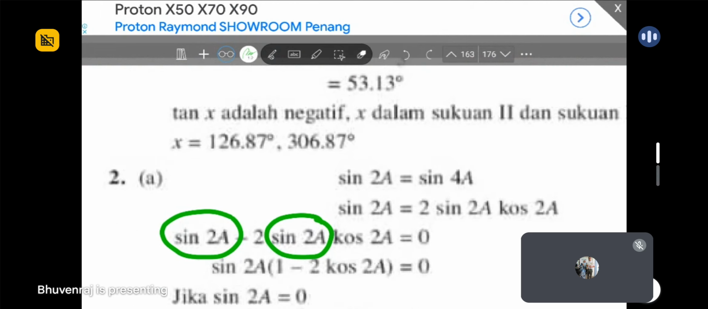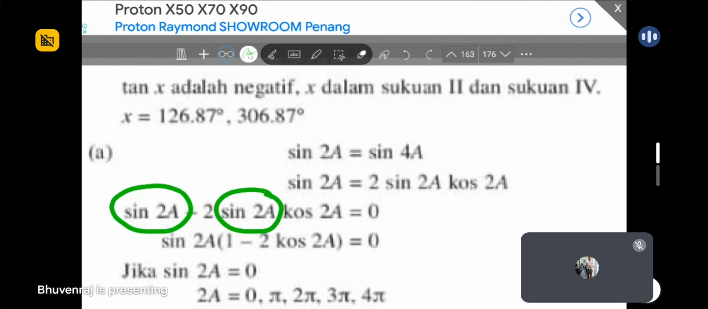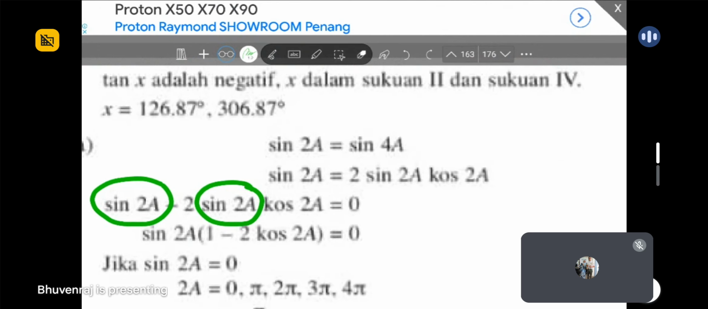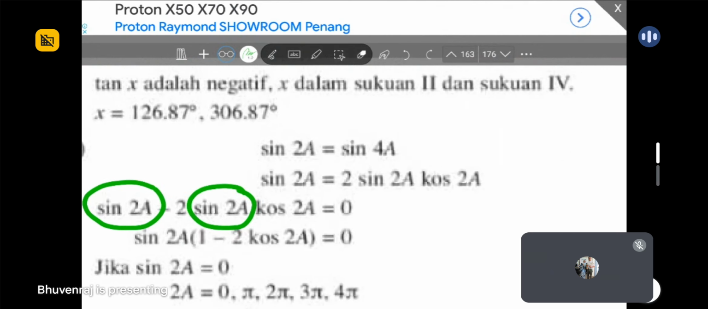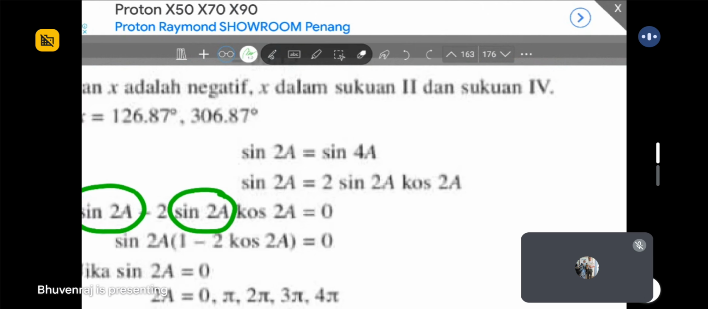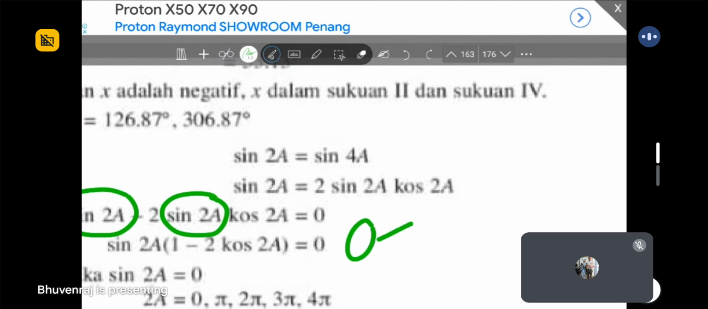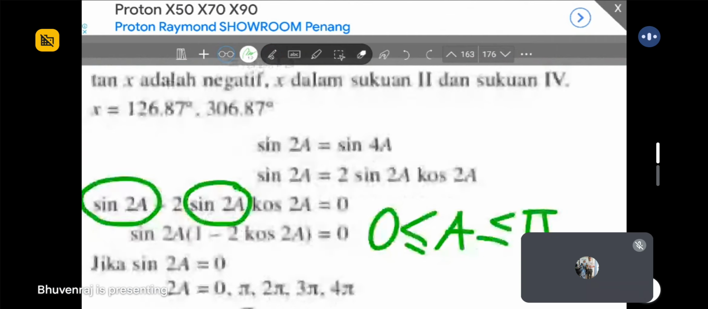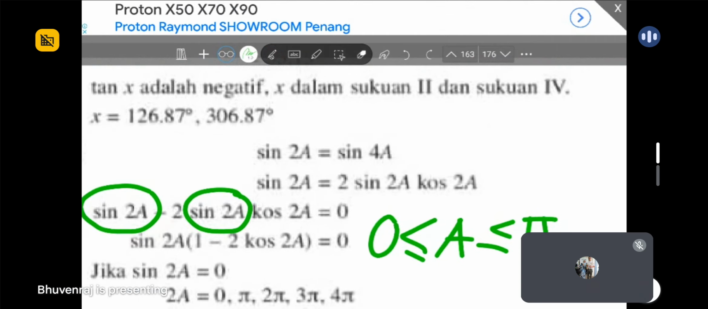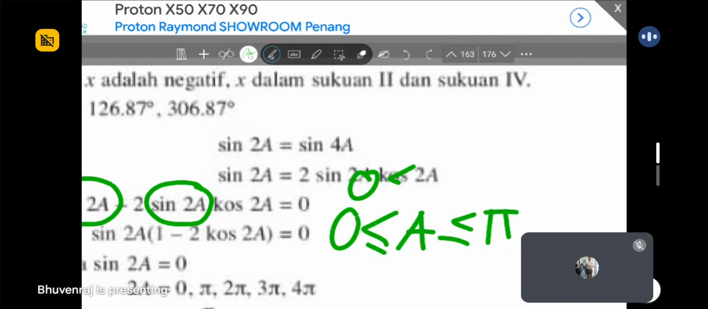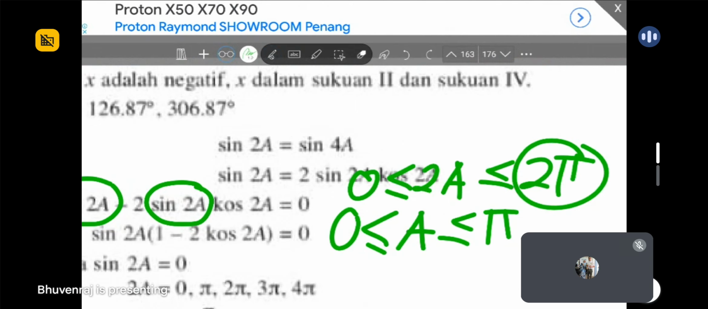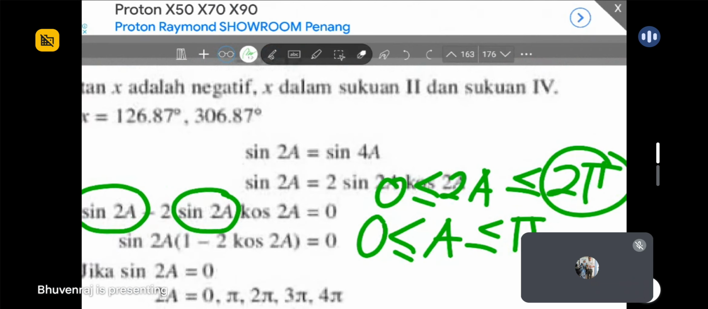Okay, so if sin 2a equal to 0, okay, so you can press calculator, shift sin 0. So your answer can have many. Ada pelbagai jawapan. Okay, but you must remember the range for A is only this one. Okay, ini julat saja for A. So 2A, if let's say 2A, what will become the range? So you just times all the number by 2 lah, kali semua dengan 2. So the max that we can go for 2A is 2 pi lah.